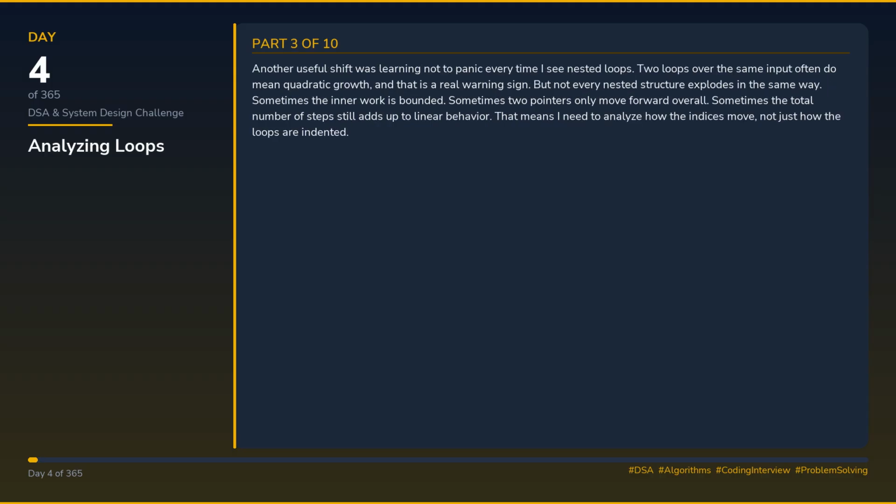can see. Another useful shift was learning not to panic every time I see nested loops. Two loops over the same input often do mean quadratic growth, and that is a real warning sign. But not every nested structure explodes in the same way. Sometimes the inner work is bounded. Sometimes two pointers only move forward overall. Sometimes the total number of steps still adds up to linear behavior. That means I need to analyze how the indices move, not just how the loops are indented.